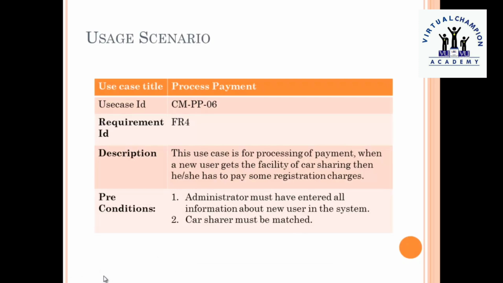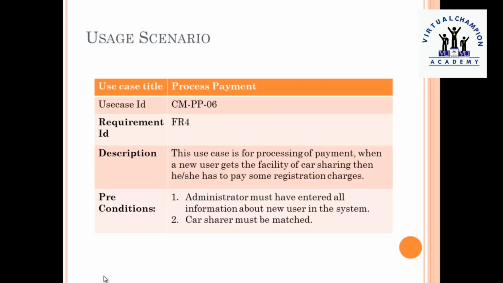Here we have written the user scenario for the process payment use case. The user scenario has a specific format, which uses the use case title, that is the process payment use case. ID: CM PP 06. Here CM is for car match, PP is for process payment, and 06 is the ID of the use case, that is, this use case is at the sixth number in the use case diagram. Requirement ID, that is FR4, functional requirement 4. I mean this use case is fulfilling the requirement of FR4.